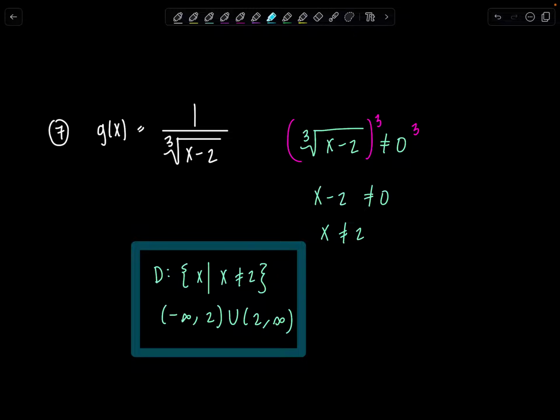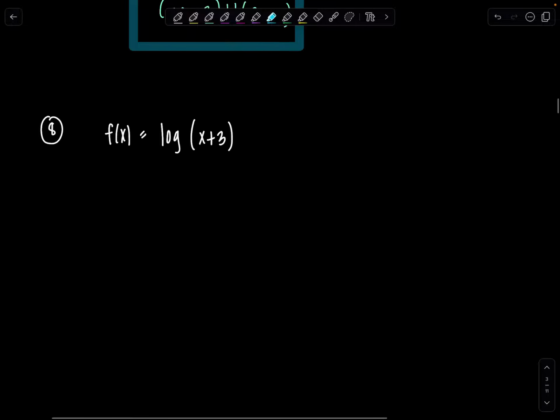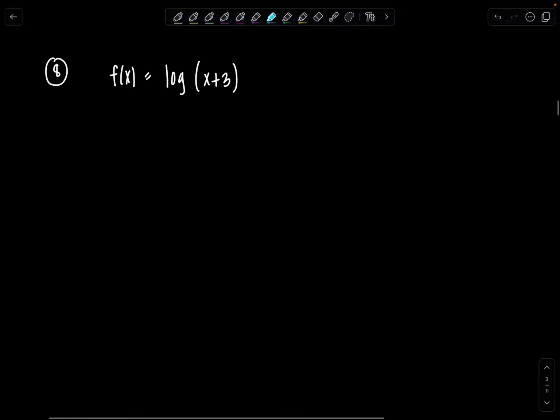Okay. Now let's talk about some logarithms. f of x equals log of x plus 3. This is a common log. The base is 10. When we don't write a base, that's what it is. But that has no bearing on the domain here. You just take the argument, the stuff inside the parentheses, and you set it strictly greater than 0.